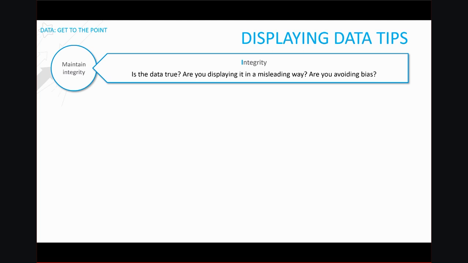And then the bias. Are you avoiding bias? It's really hard to not let our feelings or attitudes or opinions affect decisions that we make or how we display the data. But it's so important to avoid bias.